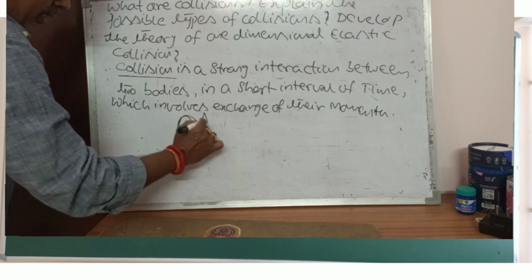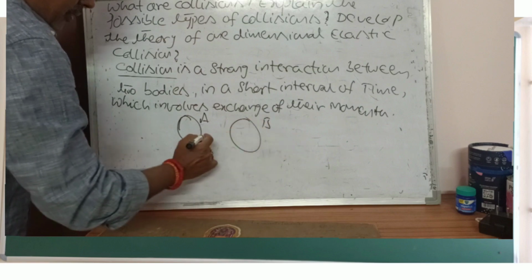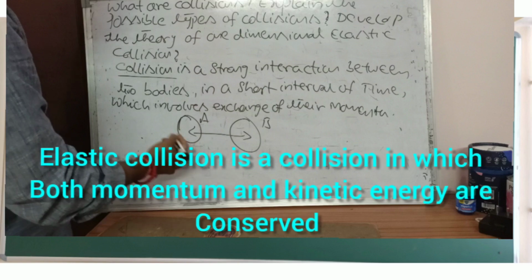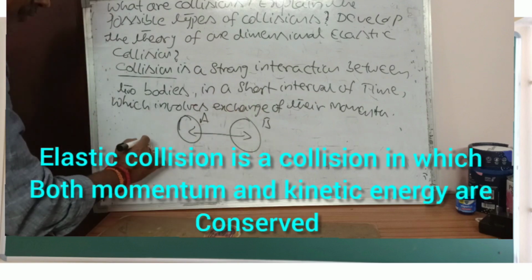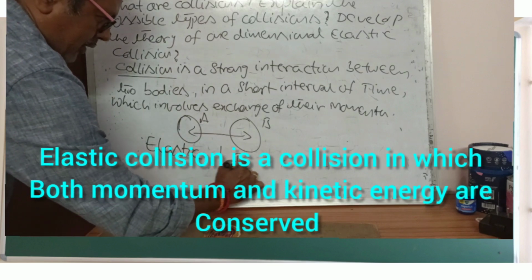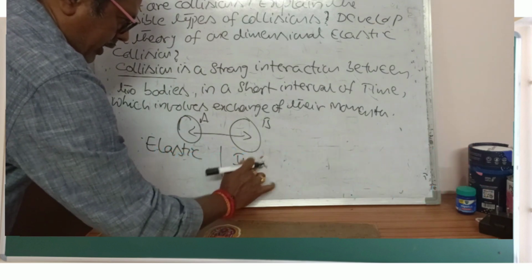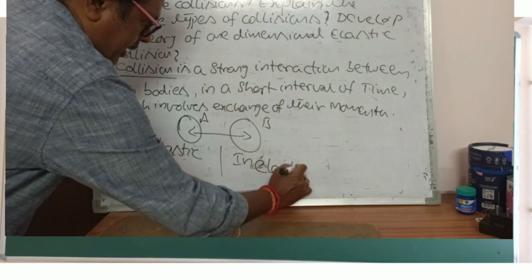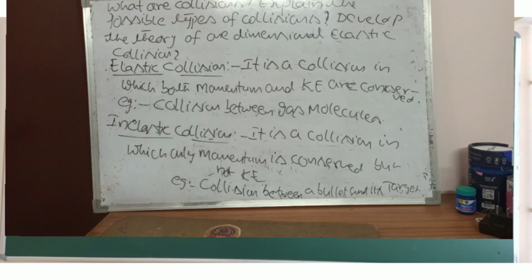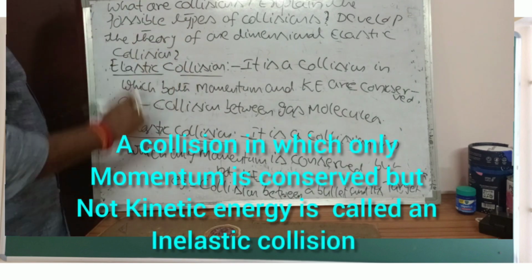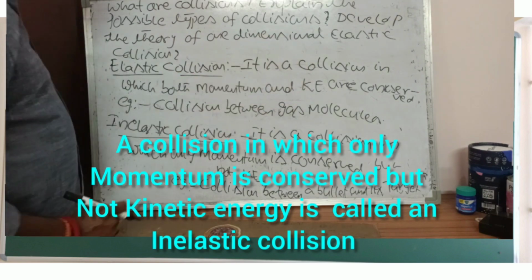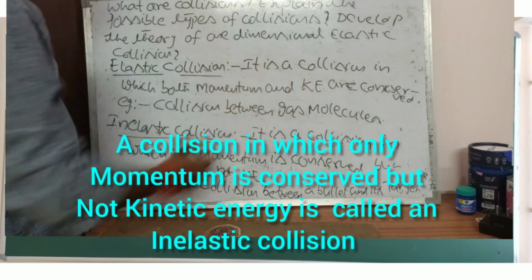What is meant by elastic collision? It is the collision in which both momentum and kinetic energy are conserved. For example, collision between gas molecules. In gas molecules, both momentum and kinetic energy are conserved. They remain constant. Whereas inelastic collision is a collision in which only momentum is conserved but not kinetic energy. For example, when a bullet is fired from a gun, the bullet hits the target.